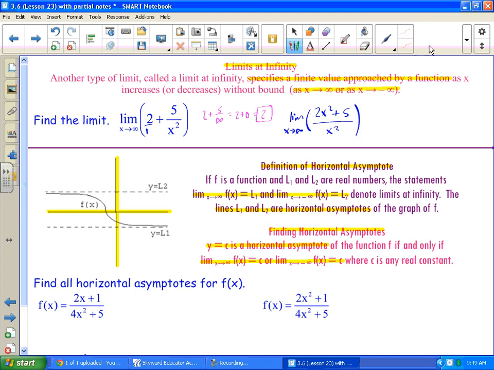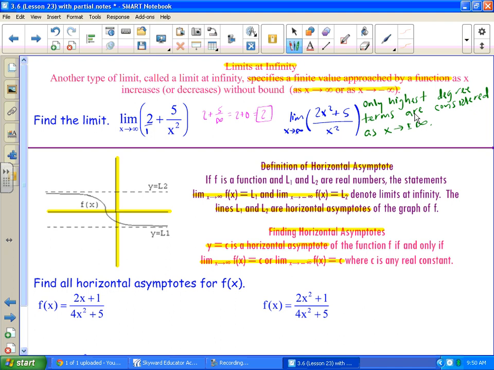Okay, now something that you might want to write somewhere in your notes is as x goes to infinity or negative infinity, only the highest degree terms are considered. So let's say only highest degree terms are considered as x goes to plus or minus infinity.